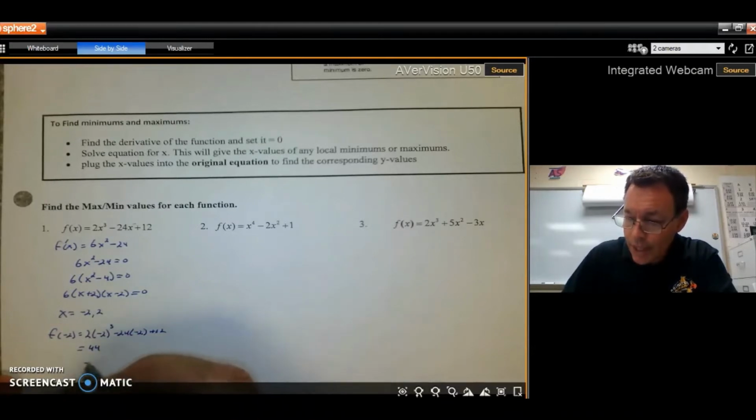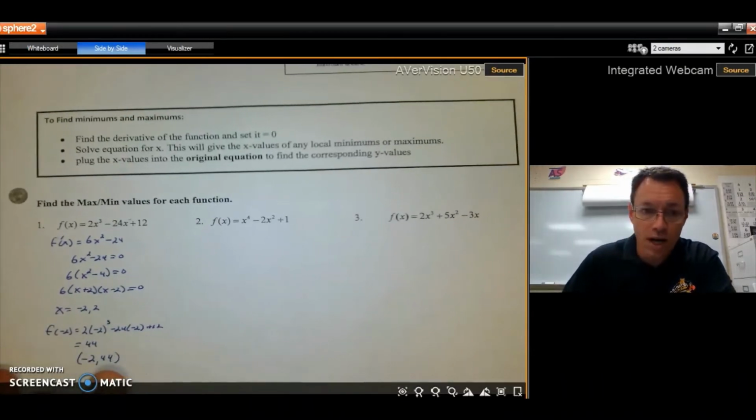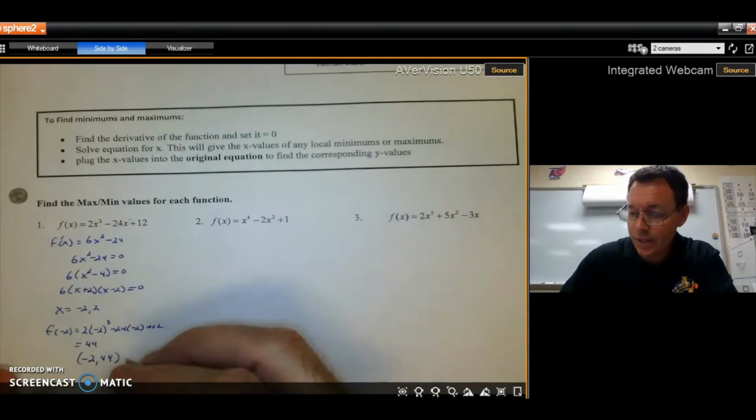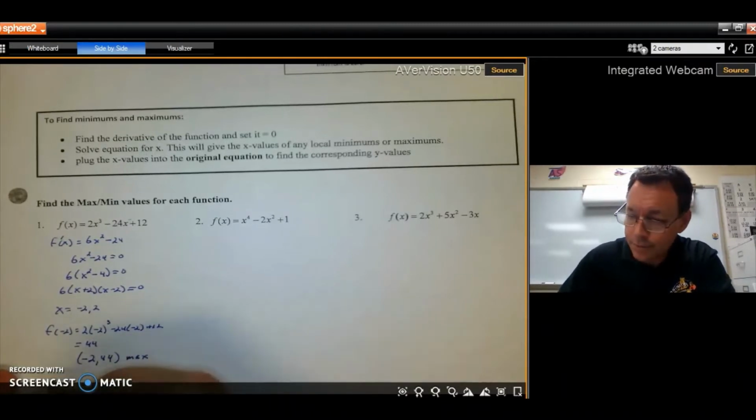So the point negative 2, 44 is one of my minimum or maximum values. Now the fact that the y is 44 tells me this is probably a max. That's going to be a high point in our graph. Then I'm going to plug in the 2. We're just going to plug each one of these into the original formula one at a time.